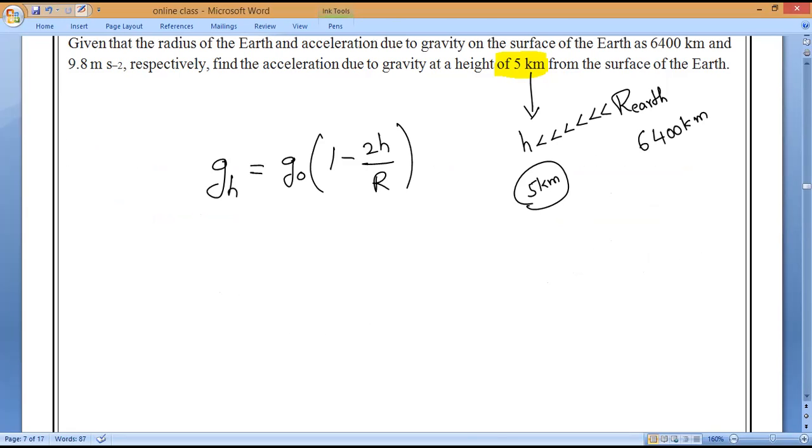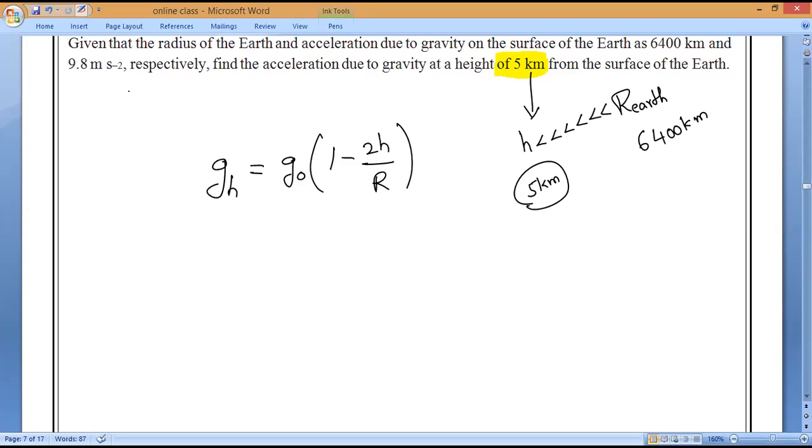9.784, sir. Yes, Hari. 9.784 meter per second square, sir. Very good, Hari. See how fast Hari solved. Everybody solve, it won't take much time. You people can easily solve. Just substitute the values. You should also write that h is extremely smaller than the radius of the earth, so we are using this formula.